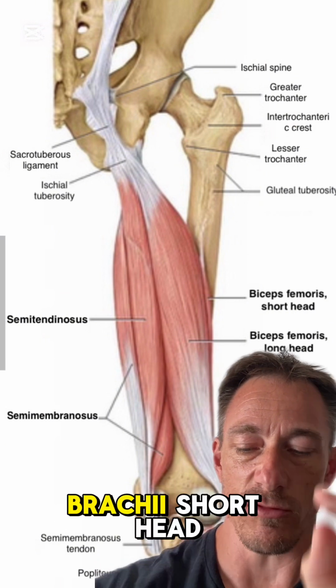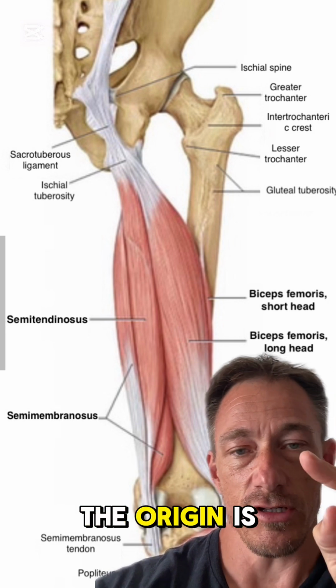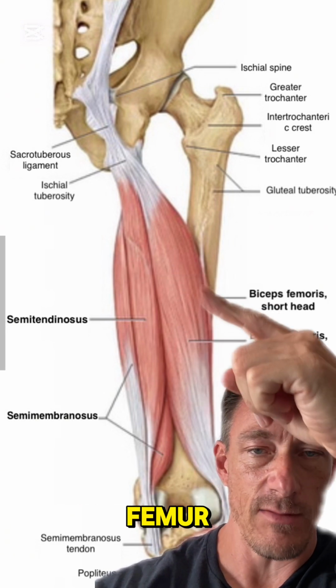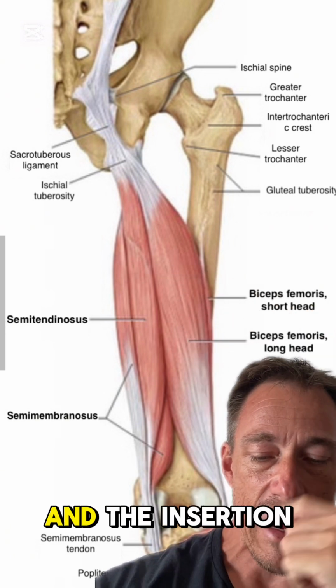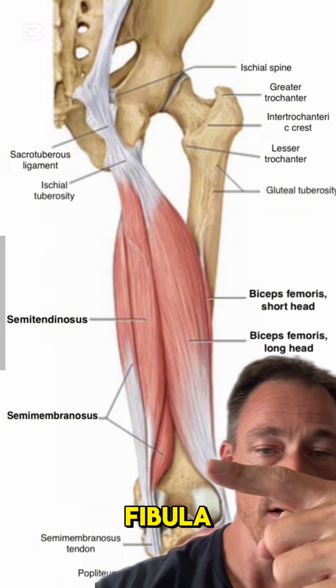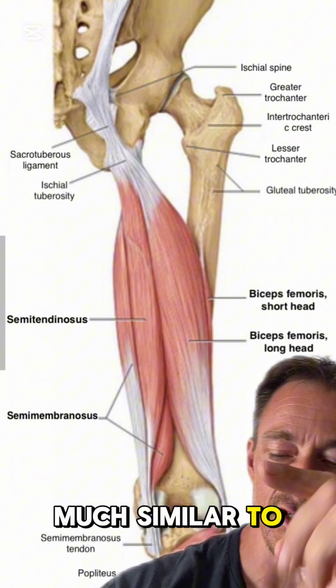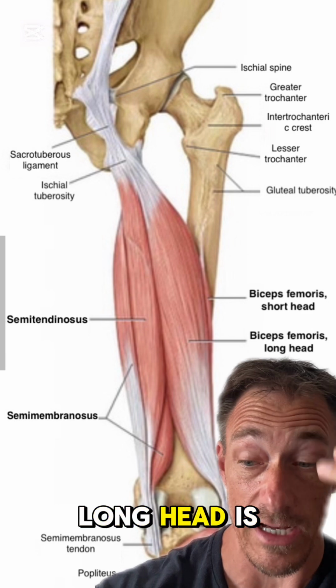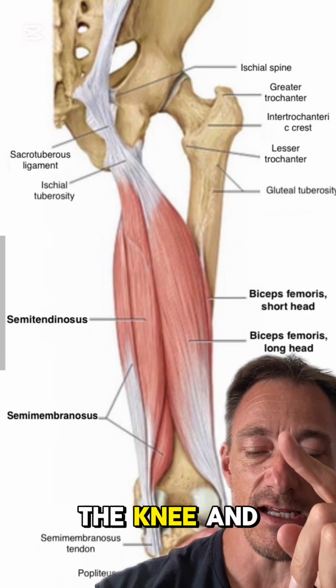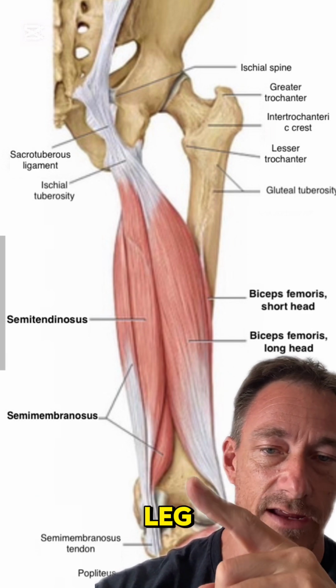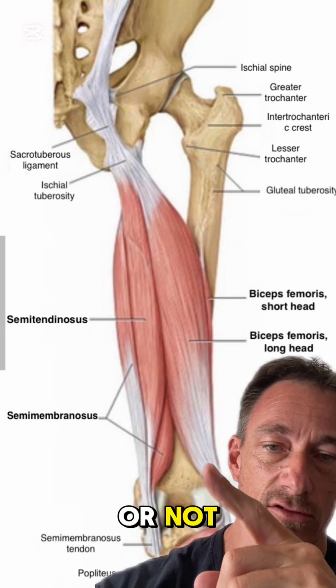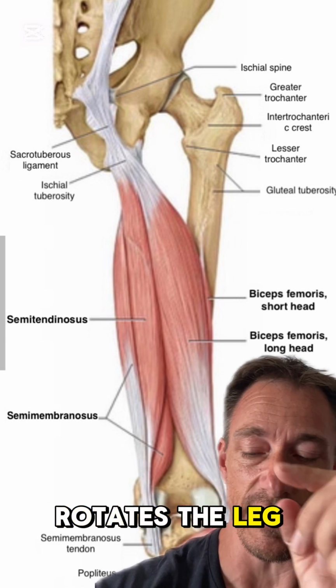The biceps femoris short head, the origin is at the linea aspera of the femur, so just here, and the insertion is at the head of the fibula. So very much similar to the biceps femoris long head. It flexes the knee and laterally rotates the leg. It doesn't matter whether it's flexed or not, it still laterally rotates the leg.